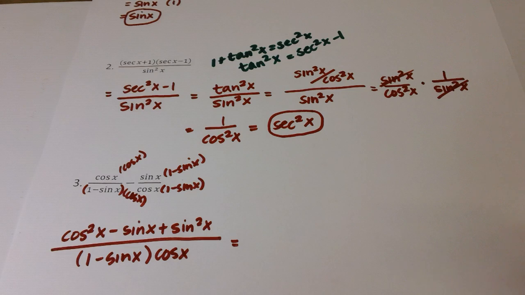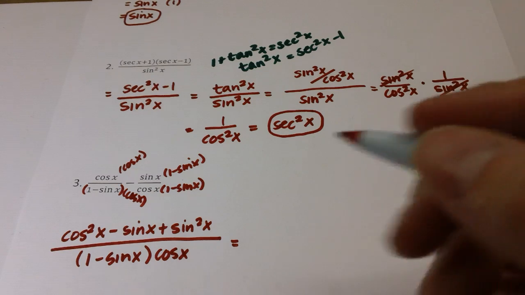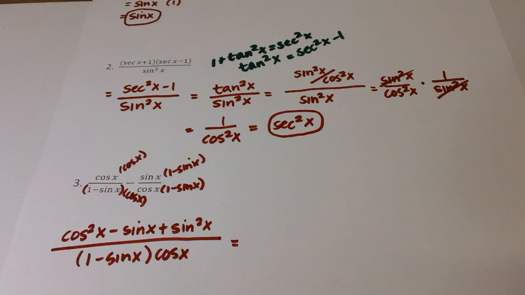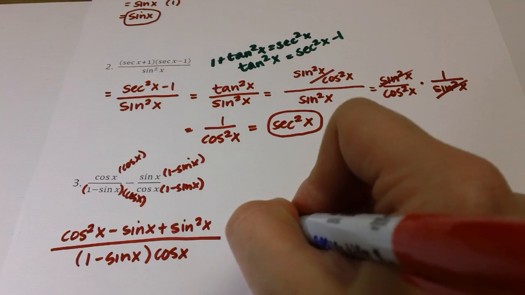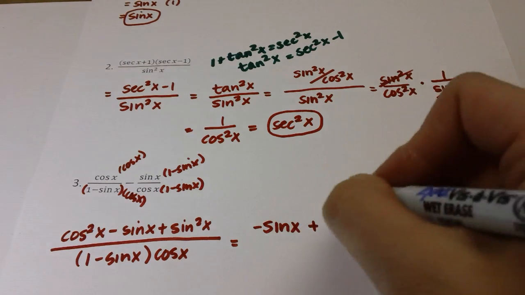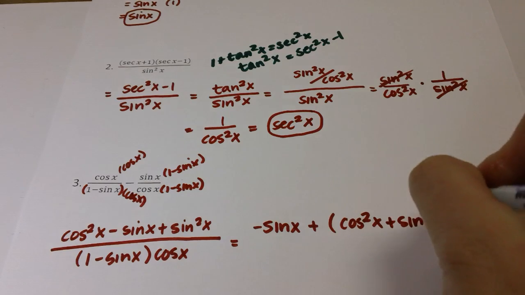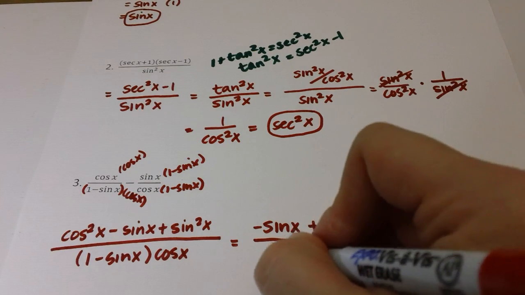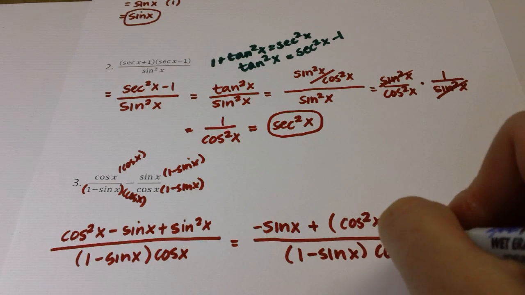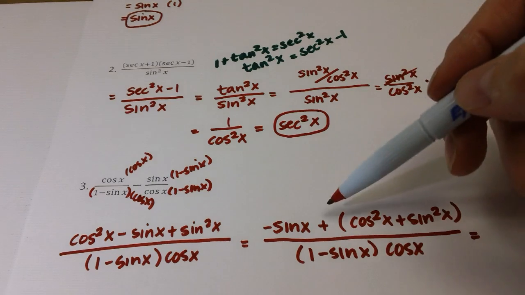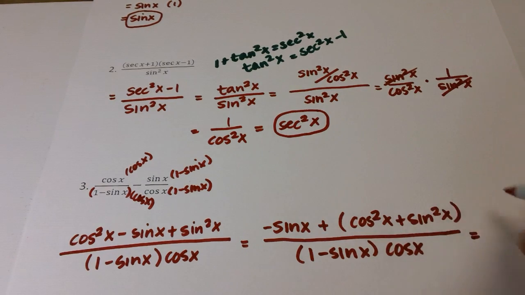So what we can do now is, on our numerator, I'm just going to rearrange it, because when we have cosine squared of x and sine squared of x, I know that that's similar to my Pythagorean identity, and it's easier if you can see that. So I'm going to rewrite this as sine of x plus, and then in parentheses I'm going to put cosine squared of x plus sine squared of x. I haven't changed the numerator at all, I just rewrote it so it's a little bit easier to see exactly what's going on. Okay, so what we have now is negative sine of x plus 1, because cosine squared of x plus sine squared of x is 1, over 1 minus sine of x times the cosine of x.